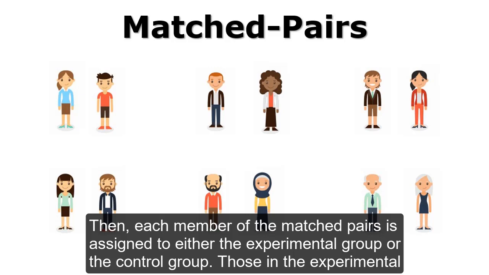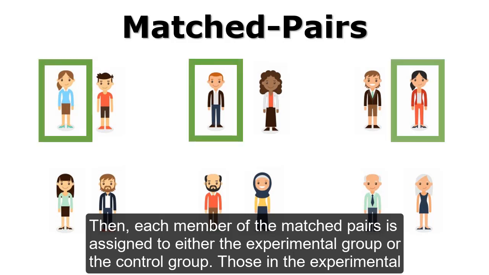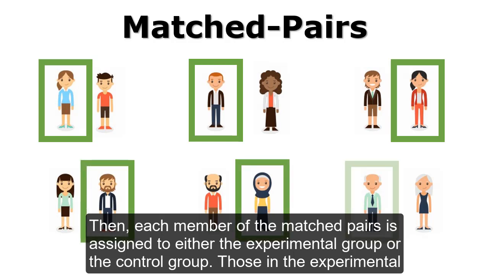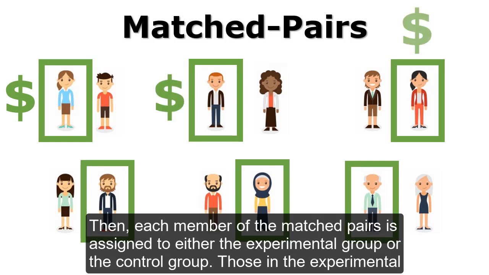So once they're matched, each member of the matched pair is assigned to either the experimental group or the control group. So those in the experimental group receive an unexpected raise of $25,000 per year, and those in the control group receive no raise at all. So the teachers are then observed throughout the year, and variables associated with their performance and attitudes are measured. Of course, again, it may not be the most ethical study, but it would definitely result in some interesting data, I would imagine.